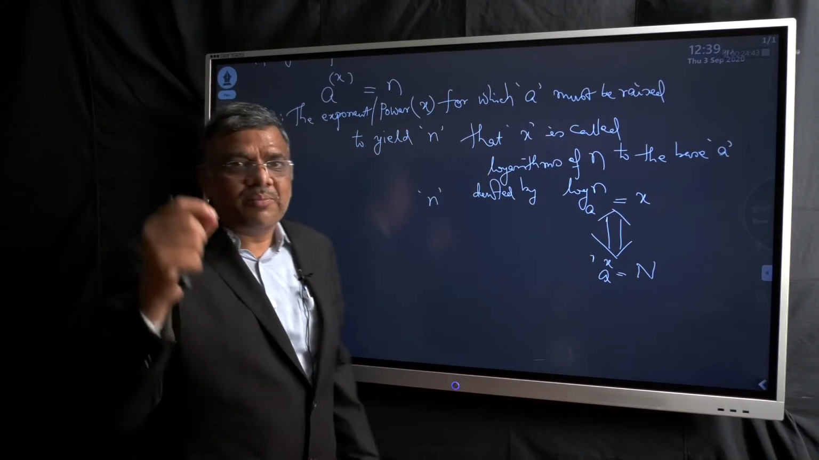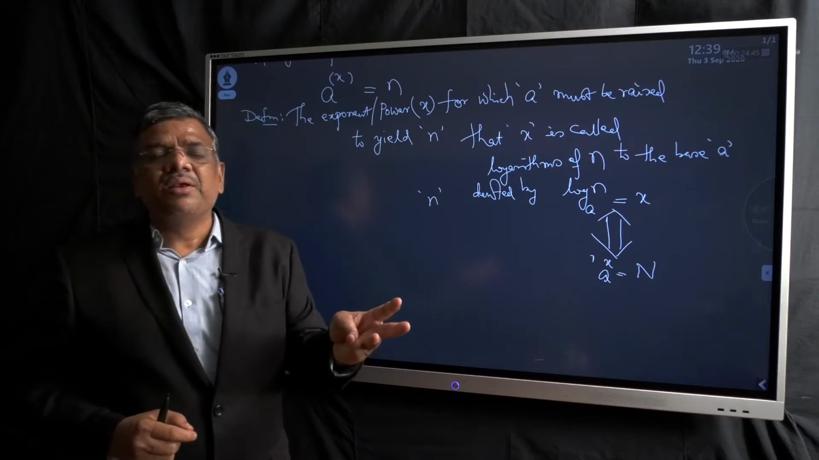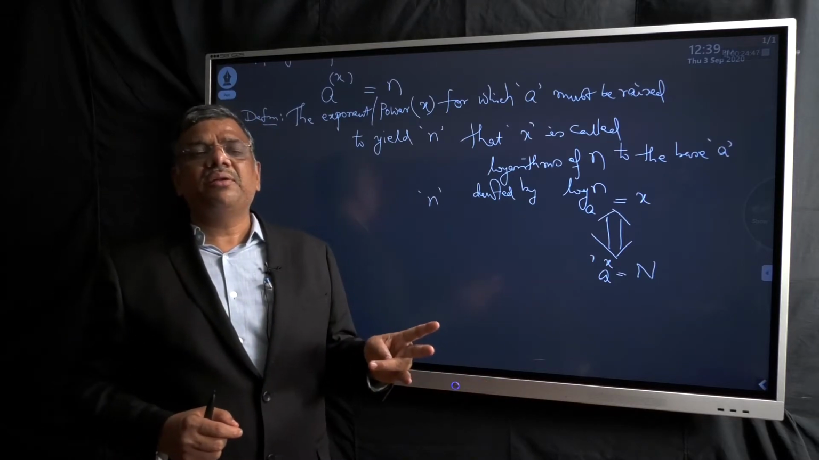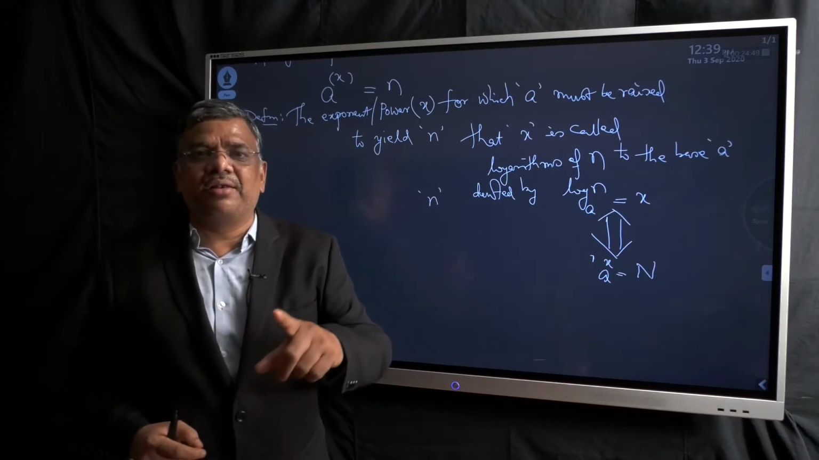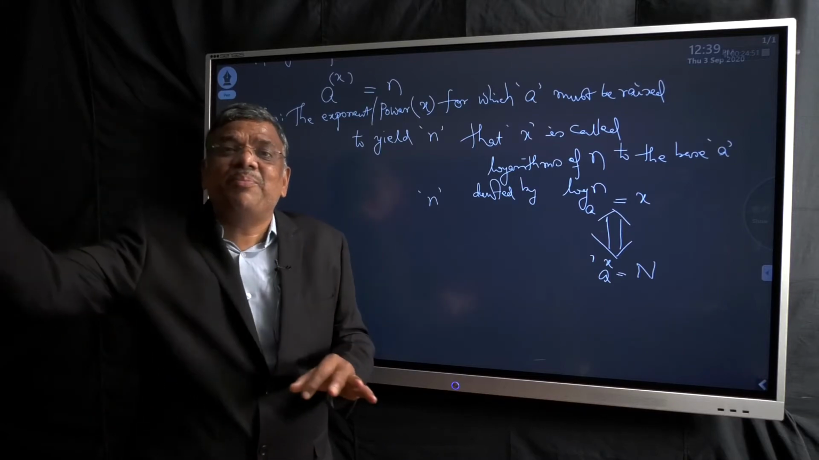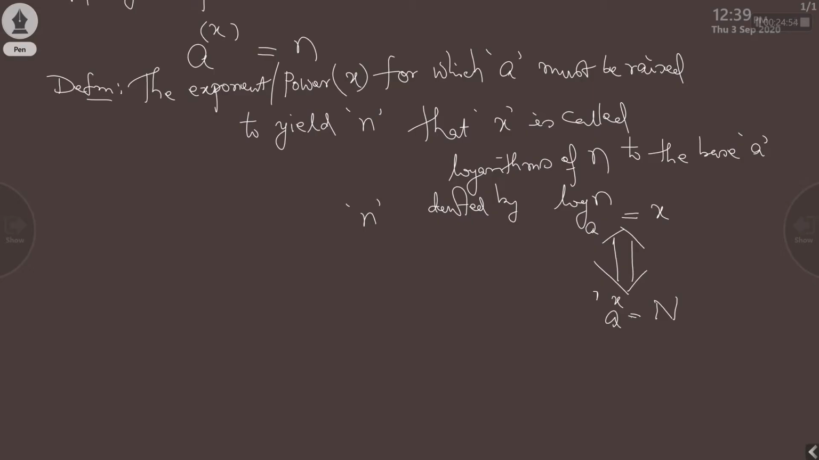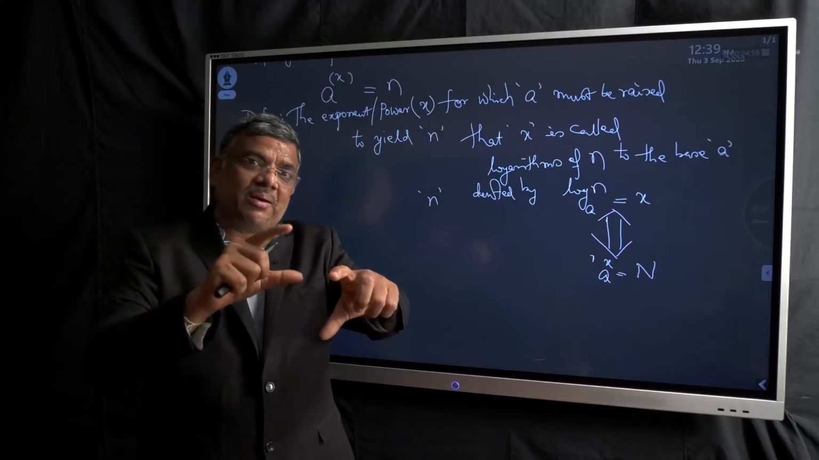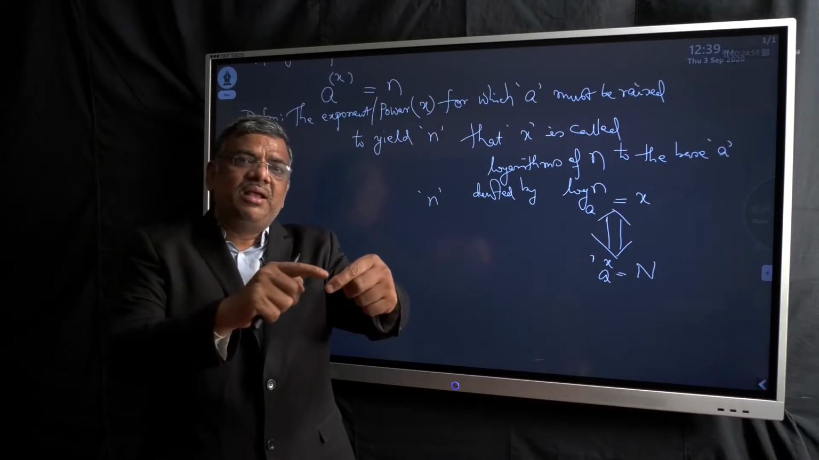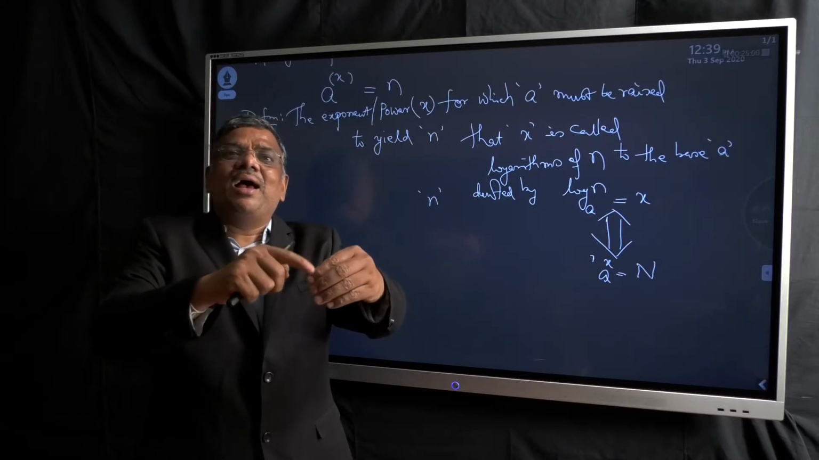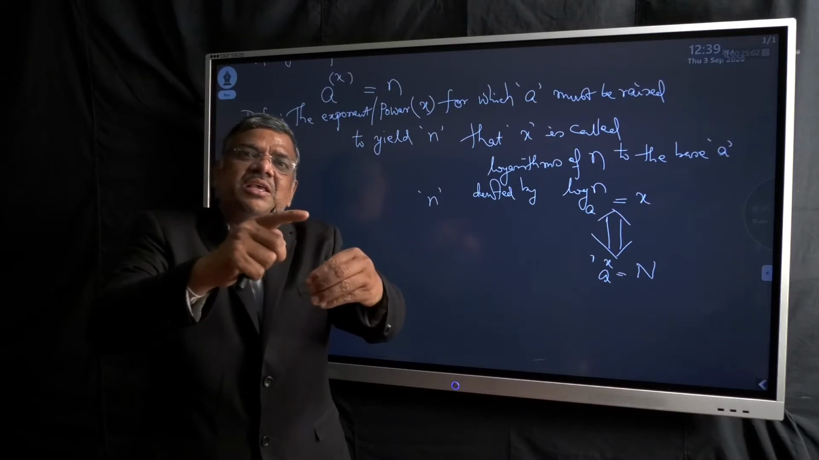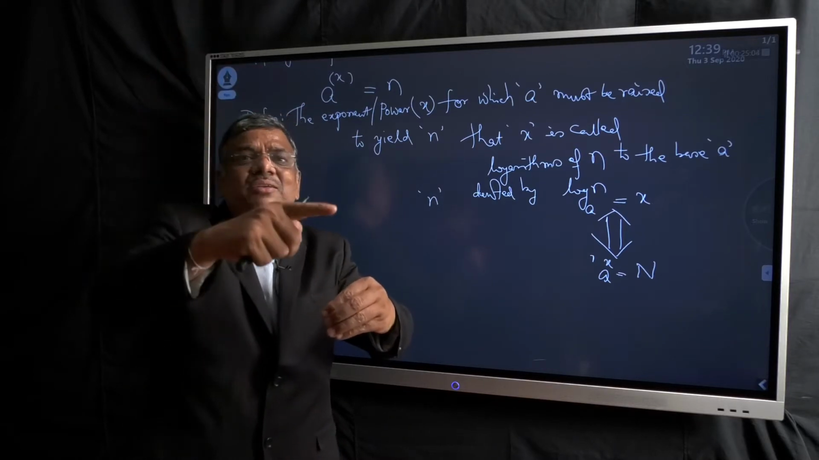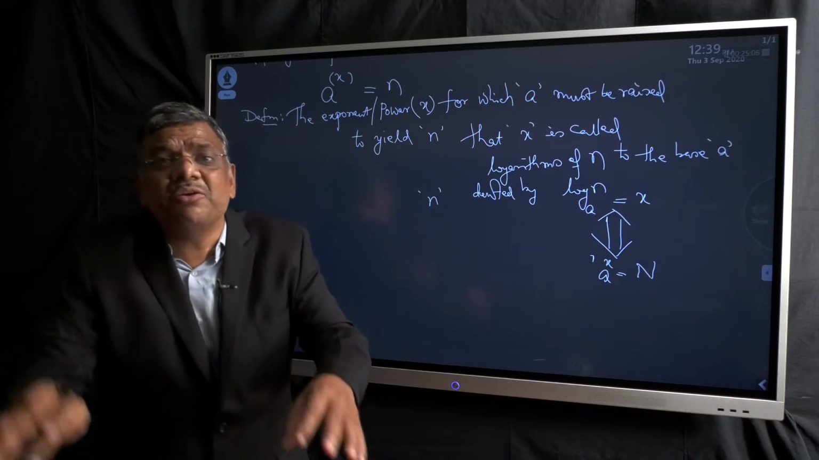So what are the properties that the base should have? The base must be a positive number and it cannot be 1, right? And N is a positive number, then only it is possible, because for a positive number a, as its power, its index, keeps on increasing, you will obtain a positive number only.